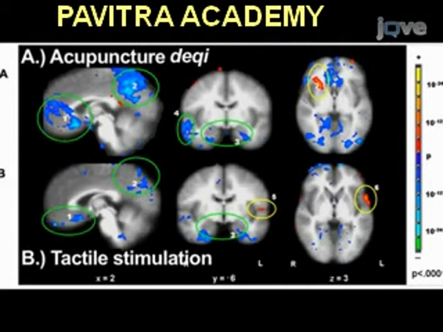First, let's see how acupuncture De Qi differs from tactile stimulation. This is data from a group of 37 subjects. In acupuncture De Qi, clusters of deactivated structures appeared at the medial prefrontal cortex, medial parietal cortex, and medial temporal lobe on both hemispheres. Such changes were sparse in tactile stimulation. The right lateral temporal lobe also exhibited more marked deactivation during acupuncture.